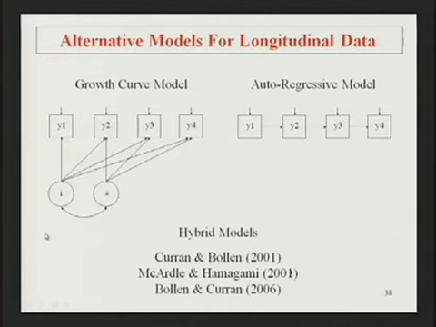Whereas in other applications, it may be the actual observed value that influences Y2, observed value of Y1 in this case. And then you can think of combinations where most of the influence is from I and S, but perhaps there is direct influence between the Y's on top of that. And that would then be the hybrid models that have been studied by Curran and Bollen, McArdle and Hamagami, and are represented in the Bollen and Curran longitudinal modeling book. You have the references in the back. So there are these other possibilities, certainly.